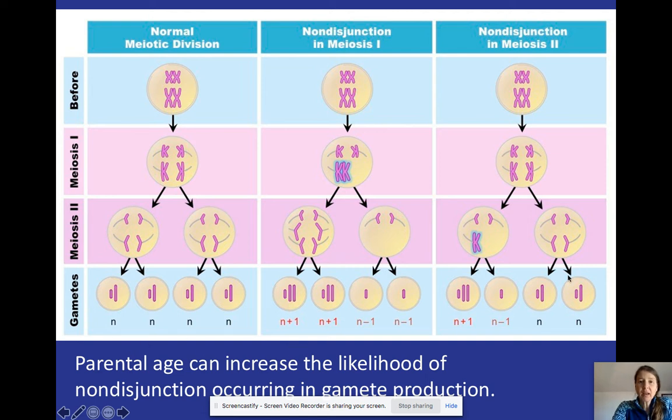So just realize that you can get this separation of chromosomes that doesn't happen the way it's supposed to. That's called nondisjunction, so you get too few or too many in a particular gamete. And the older that you get, that increases the likelihood of nondisjunction occurring in gamete production. That's important because when you're thinking about having children, the older you get, the higher probability you would have a child that has, say, trisomy 21, like Down syndrome. In fact, it's pretty significant, the differences as you start to age.